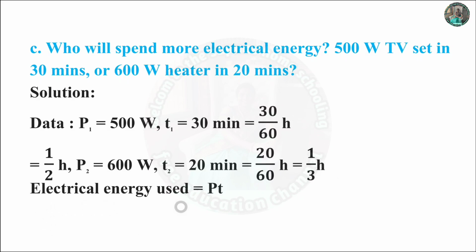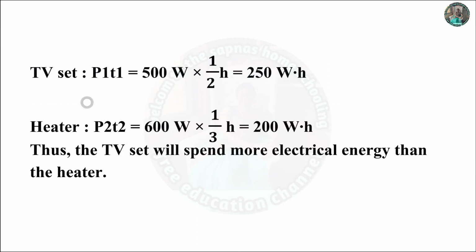So the electrical energy used is equal to PT. For the TV set, P1 T1 is equal to 500 watt times 1 upon 2, which is 250 watt hour. And for the heater it's 600 times 1 upon 3, which is 200 watt hour. Thus the TV set will spend more electrical energy than the heater.